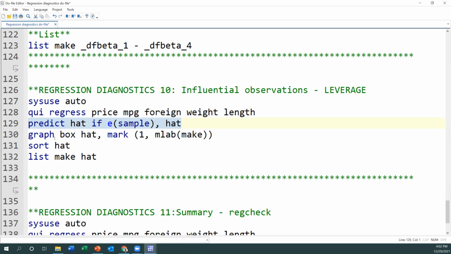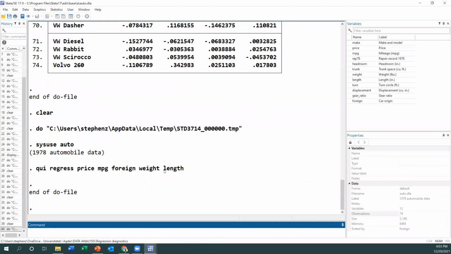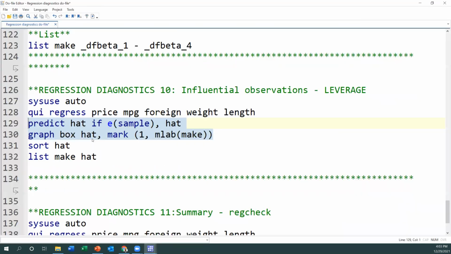called hat, then I can graph that. I can get a box graph by each of the respondents, or in this case, MEC. Okay, let's do that now. Let me see whether I ran the regression. Yes, I did. Next, I will predict, so I'm going to predict this and get the graph.